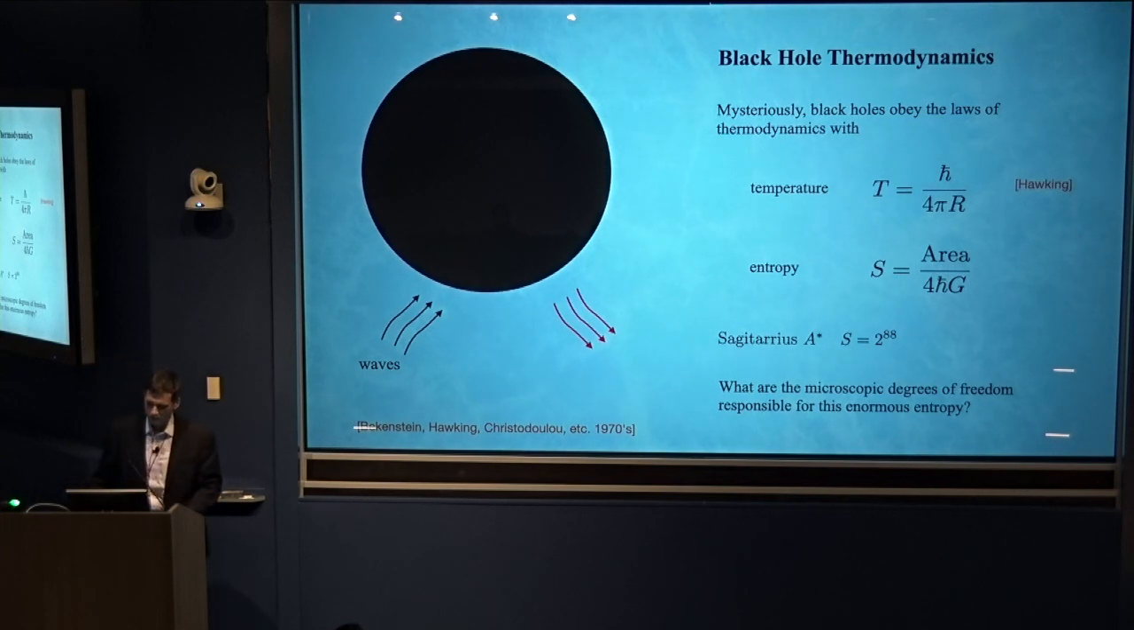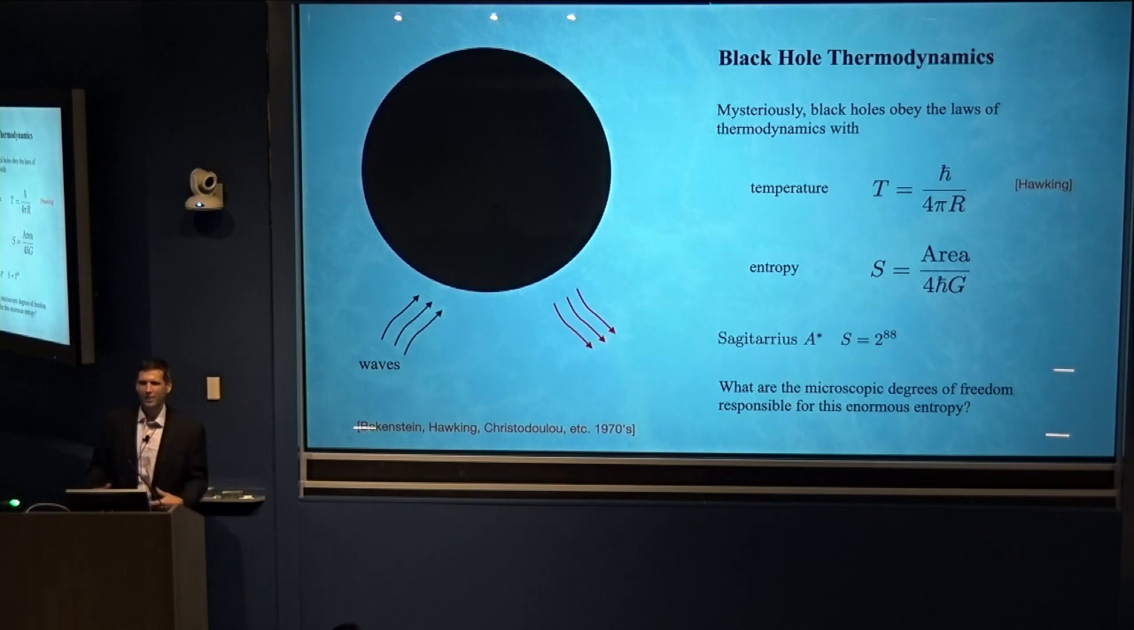The formula on the screen for the entropy is a fascinating formula that says that the entropy of a black hole is given by its area, but its area in Planck units. So it's area in units of the Planck length, which is 10 to the minus 35 meters. This is an enormous number. There's a black hole at the center of the Milky Way called Sagittarius A star. There's now a lot of observational evidence for this black hole, and that black hole, as an example, has an entropy of 2 to the 88.